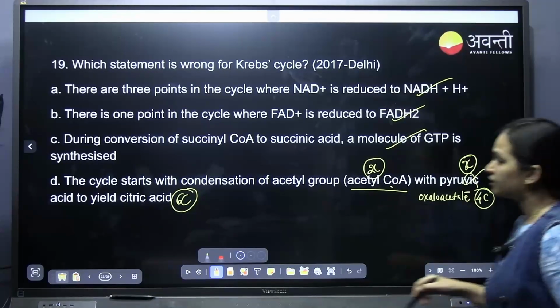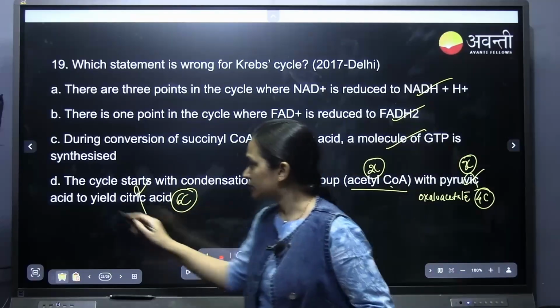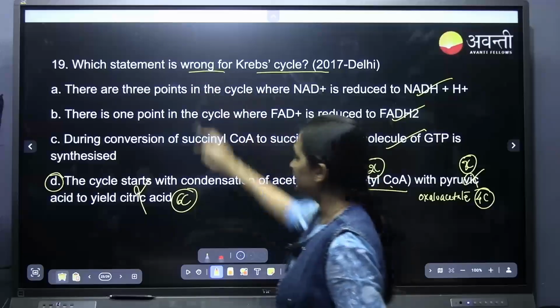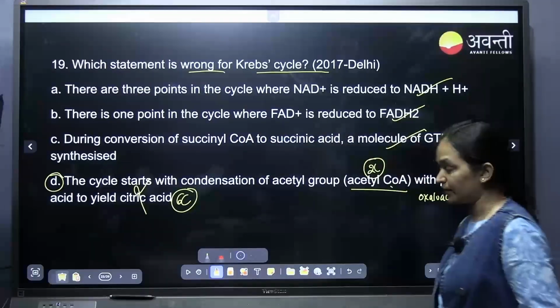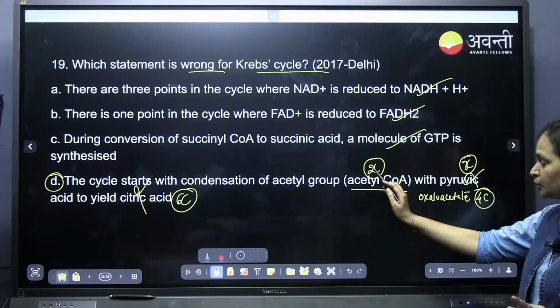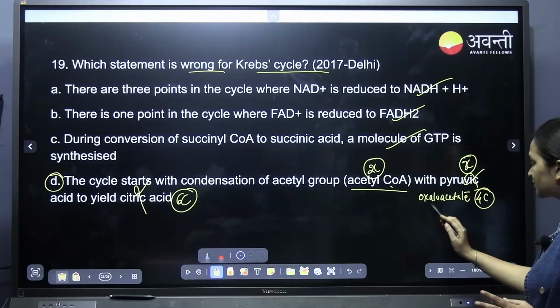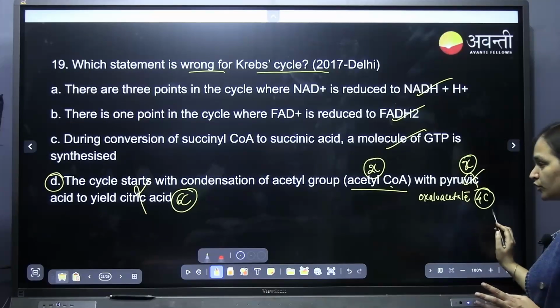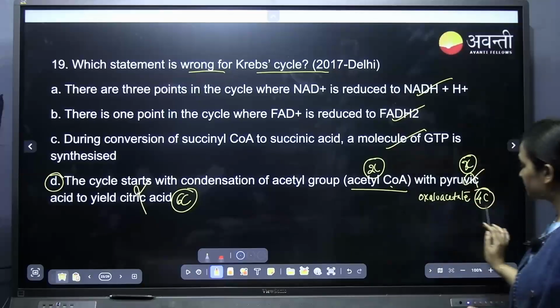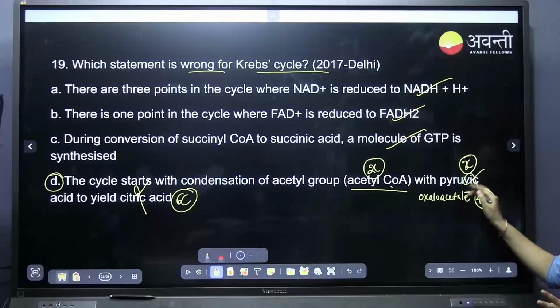So this is wrong, right? So D is wrong. We need to find the wrong statement, that is D. D for Delhi is the wrong statement. Why is it wrong? Because acetyl CoA, which is a 2 carbon molecule, is combining with oxaloacetate, which is a 4 carbon molecule, to yield citric acid, that is a 6 carbon molecule. 4 plus 2 is 6, not with the pyruvic acid.